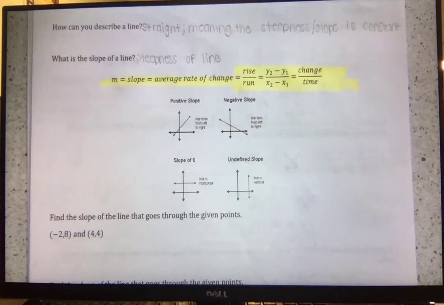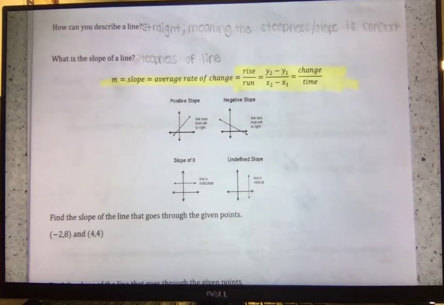So M means slope, which means our average rate of change, which we know is rise over run. Rising means going up and down, so that's our y values. Running is going left and right, so that's our x values. So we can also say y2 minus y1 all over x2 minus x1, which should be change over time. Depending on the context of the problem determines what equation we need to use to solve for the slope.